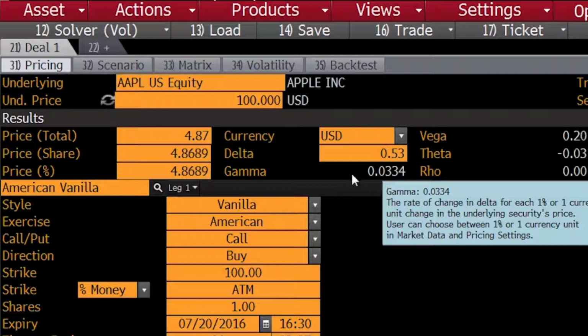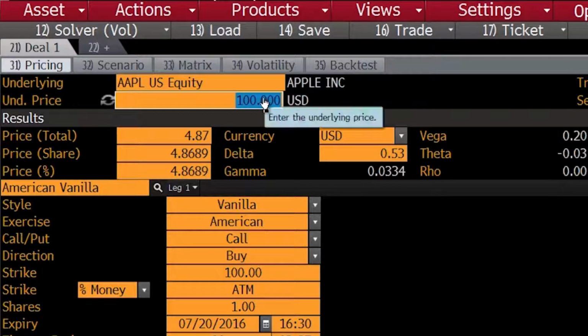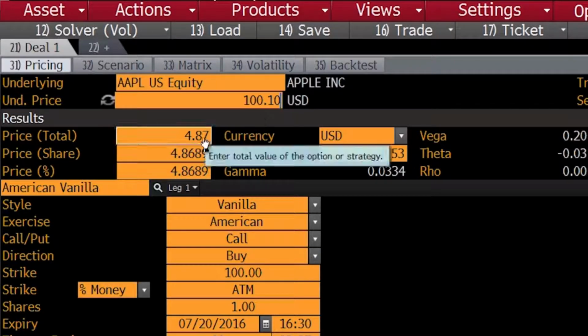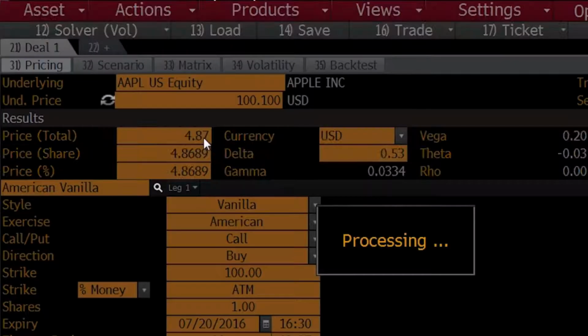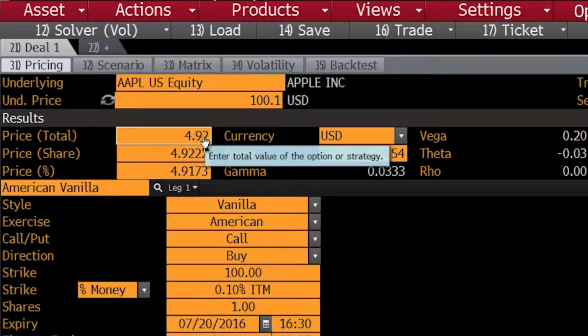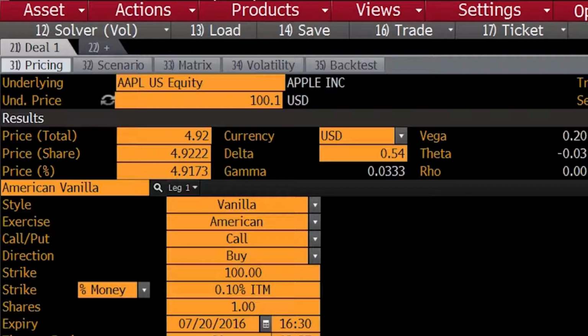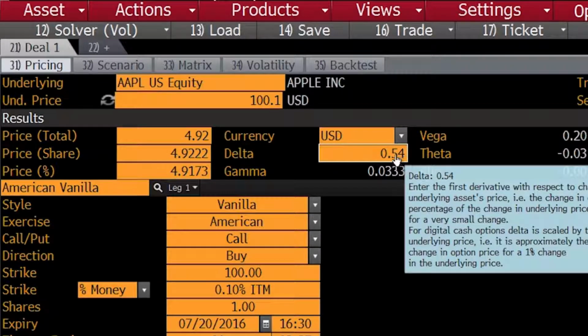Now question A is what price would the call option be if the underlying moves to 100 spot 1. So here there is a 10-cent rally, so the underlying goes to 100.1. So this 4.87 option goes to 4.92 is the cost of the option. And then notice that when we are at the price of 100 spot 1, the delta is no longer 0.53, the delta has jumped to 0.54.